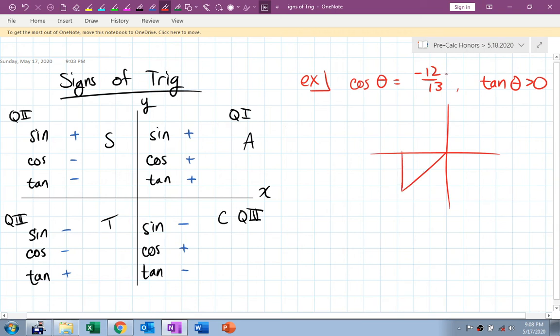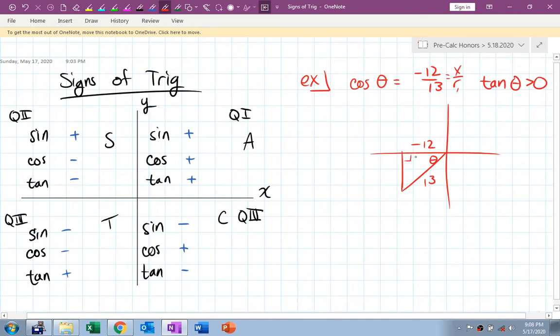Now, if we remember correctly, cosine is x over r. So that means this is -12, and my radius, or my hypotenuse, is 13. The angle is always at the origin.